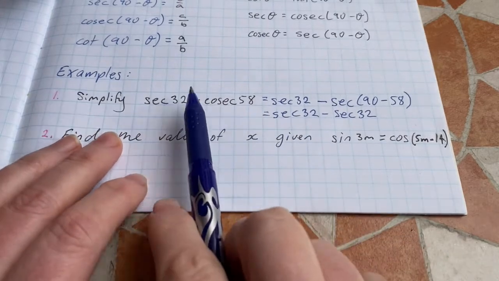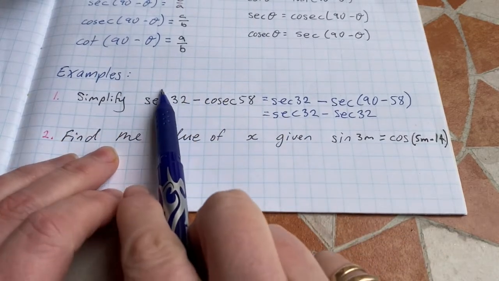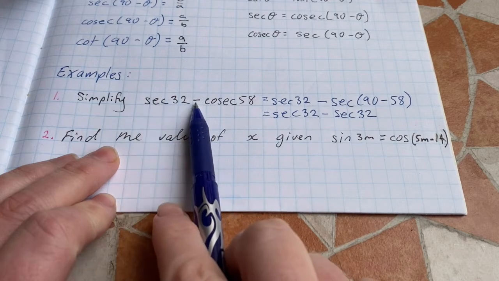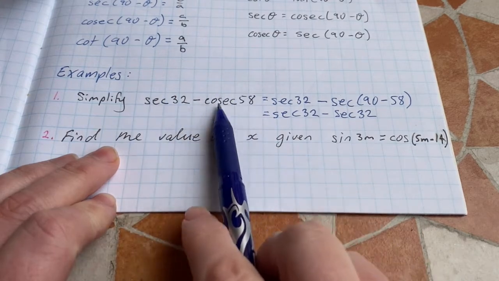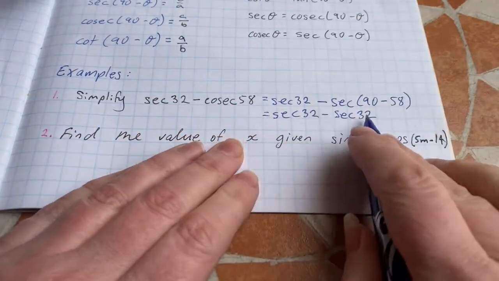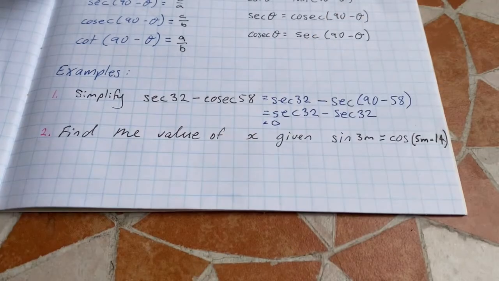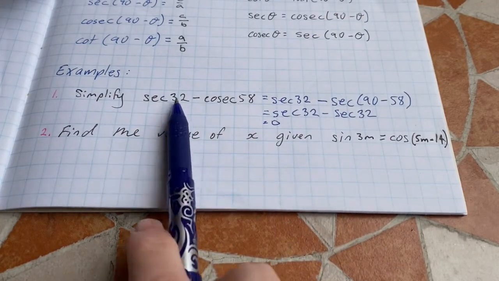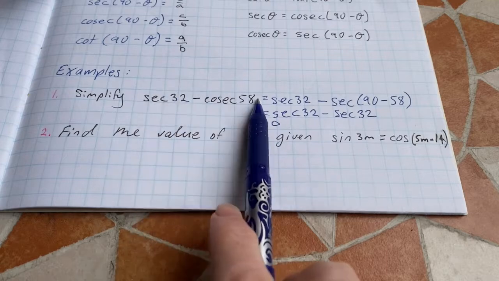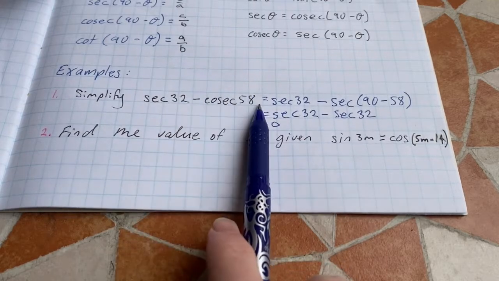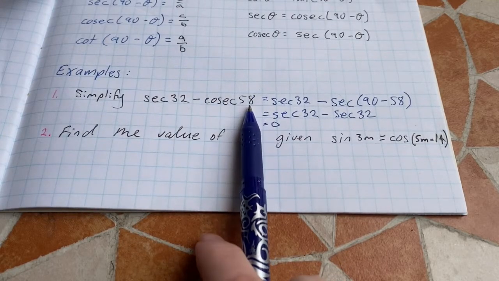If you wanted to check this in a calculator, by the way, you'd go 1 over cos 32 minus 1 over sine 58. But these are obviously the same, so that's equal to 0. Now, what you see here is the 32 and the 58, they add to 90. And that's a big clue as well, and we can actually use that.